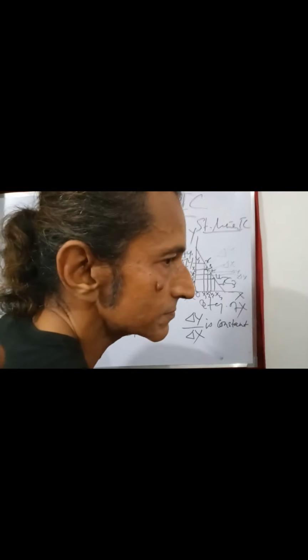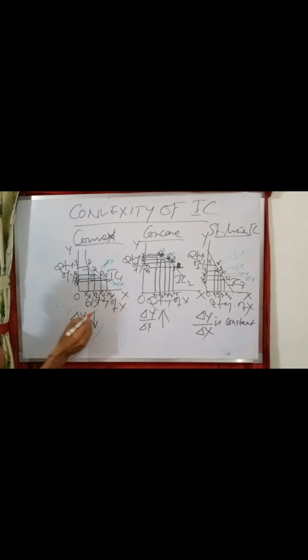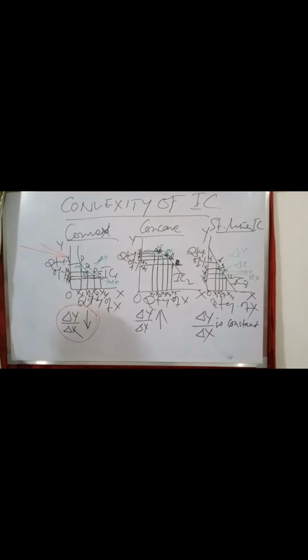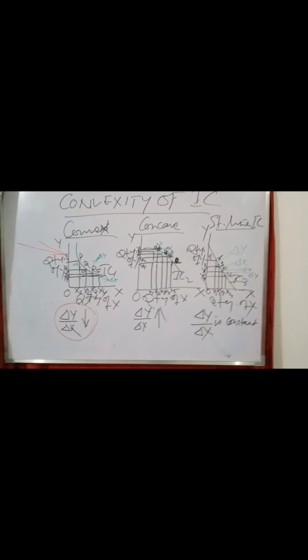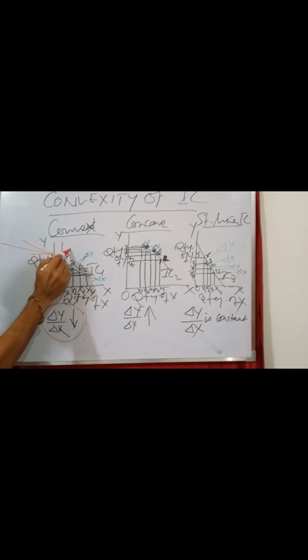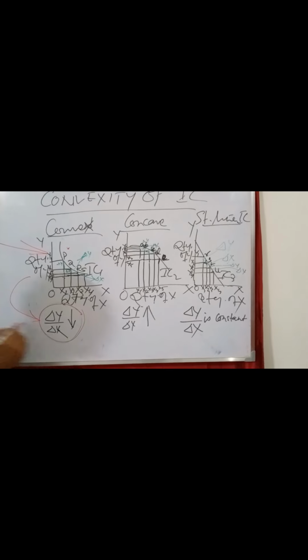MRS of x for y goes down. That means marginal rate of substitution of x for y goes down. This is the basic principle on which IC is constructed. So this is the only possible shape of an indifference curve. This is the only possible shape of indifference curve because this indifference curve follows this law.